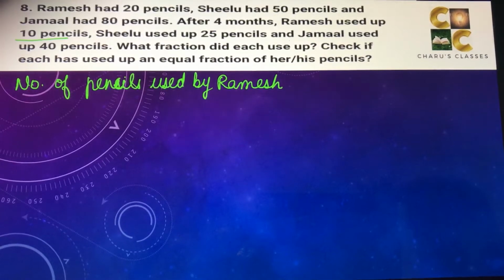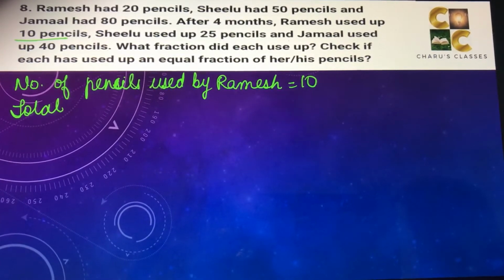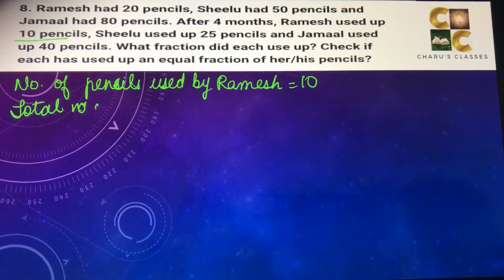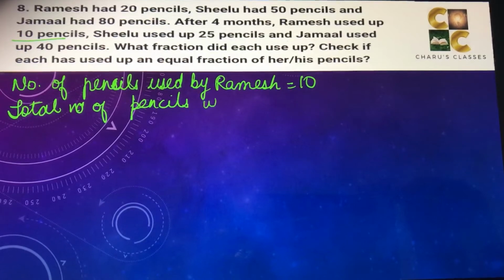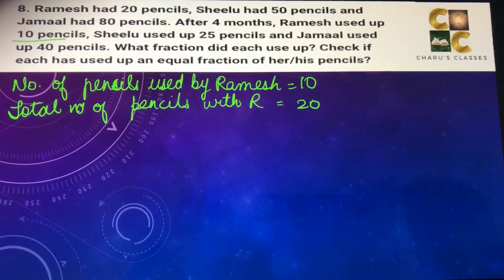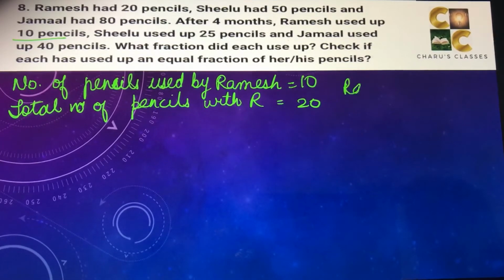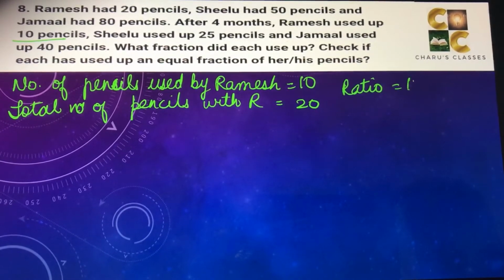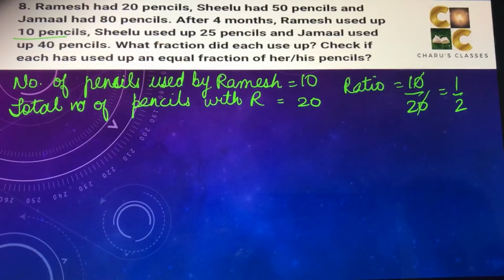He used 10 pencils. So that is 10. And the total number of pencils with Ramesh, those are 20. So if we find out the ratio of the pencils used up, that ratio is going to be 10/20. In fact, हम ये 0 0 cancel करके we can write it as 1:2.